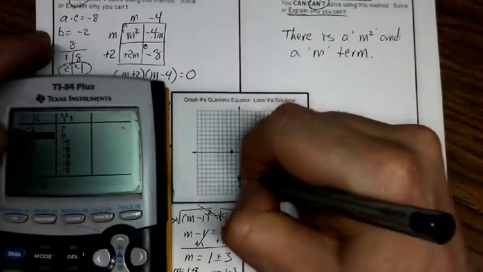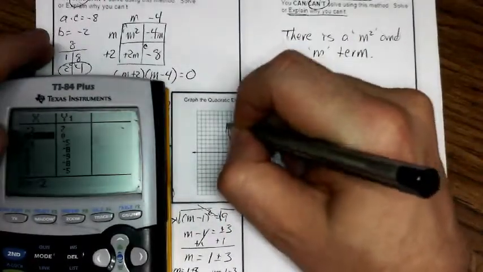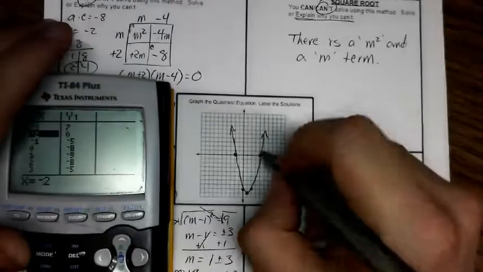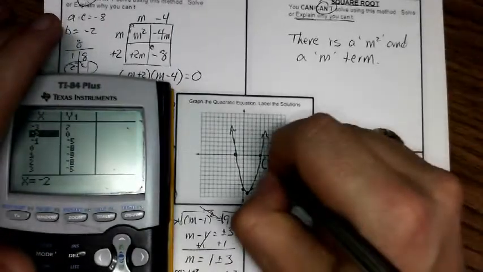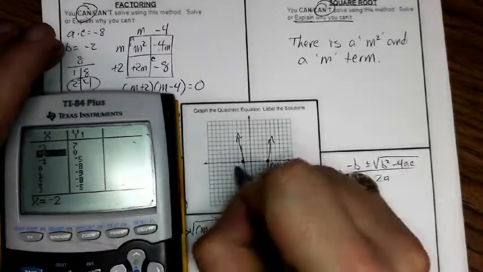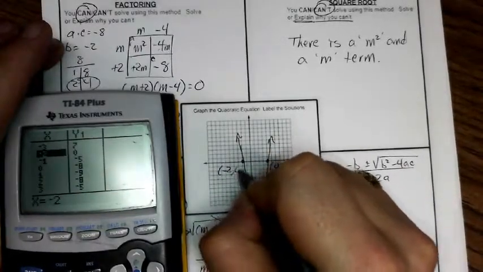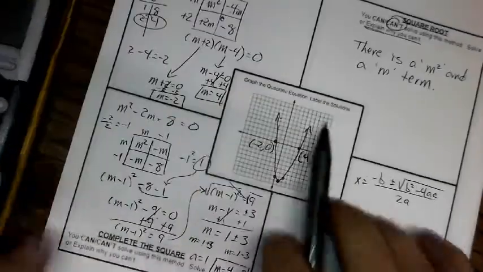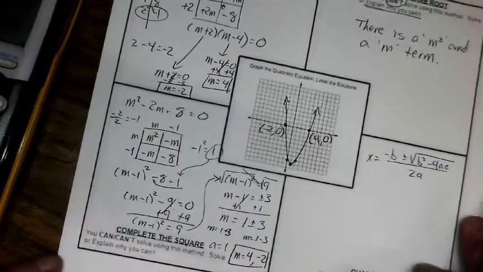Draw your parabola. Doesn't have to be perfect. As long as the points are good, you're good. So then here, 4, 0. Write your coordinates. This point, negative 2, 0. And there you go. Okay.